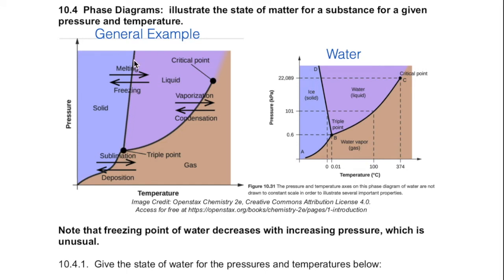This line over here, the transition between solid and liquid, is the melting and freezing point and how that is changing. This other line, the change between liquid and gas, is the boiling or vaporization. And then a line between solid and gas, going directly to gas from solid, is sublimation, or deposition going the other way. So these lines represent what temperature and pressure these different transitions take place.